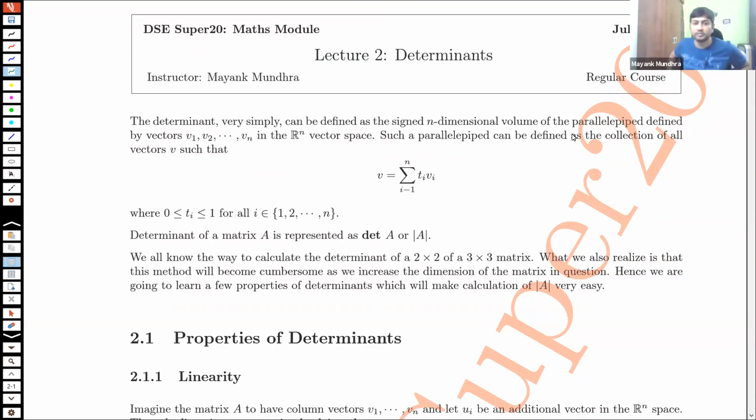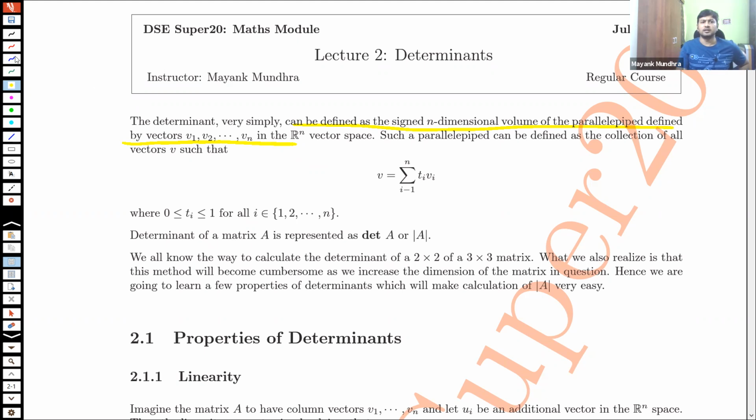Okay, what are determinants? We know how to calculate determinants, basically by cross multiplication. The point is, what is the physical interpretation of a determinant? So determinant very simply can be defined as the n-dimensional volume of the parallelepiped defined by vectors v1 to vn in the Rn vector space.